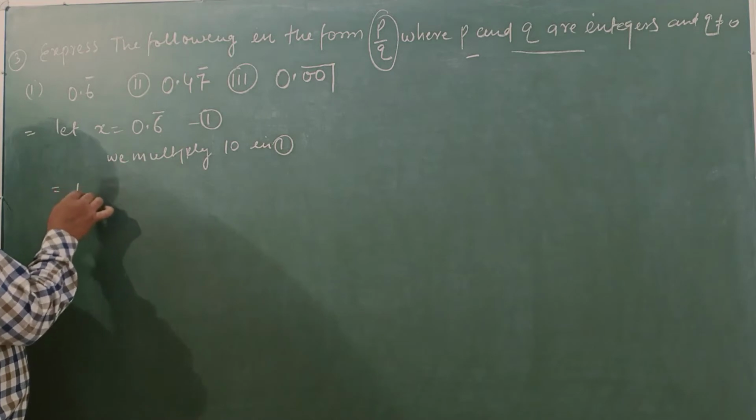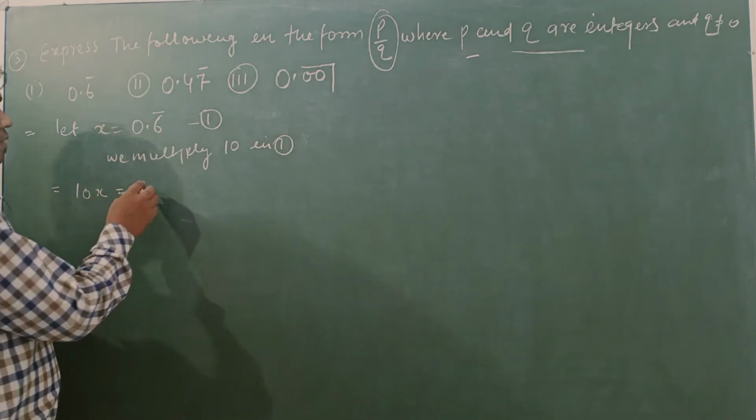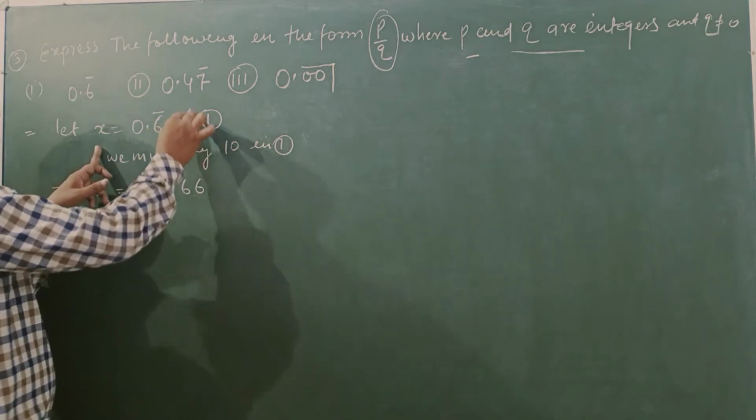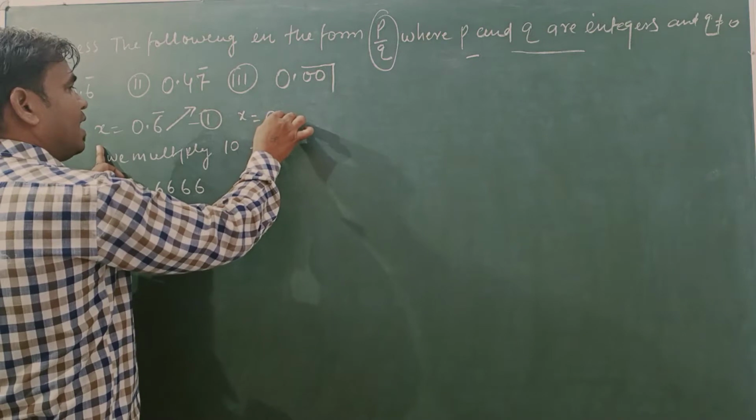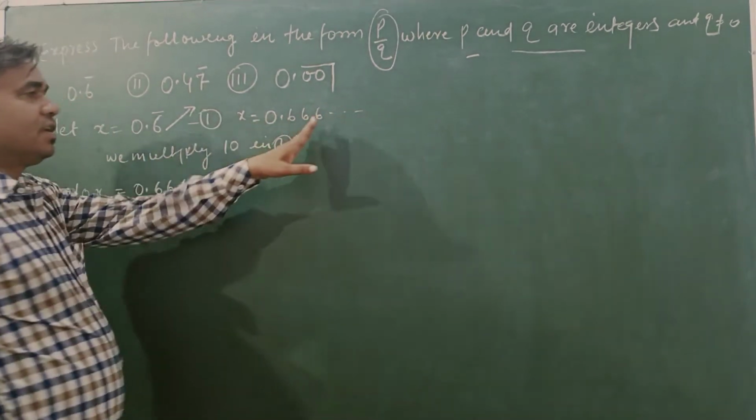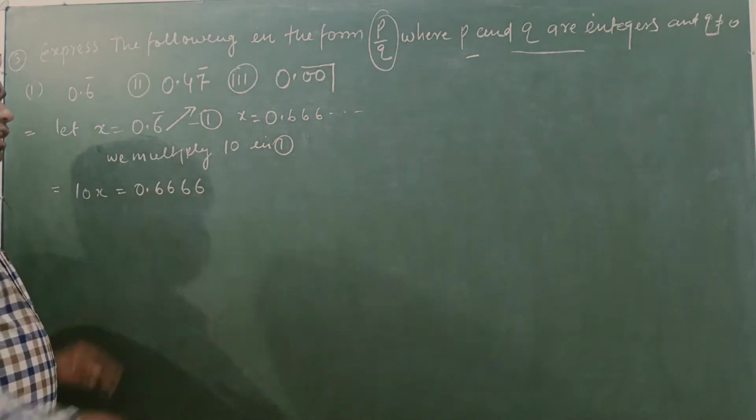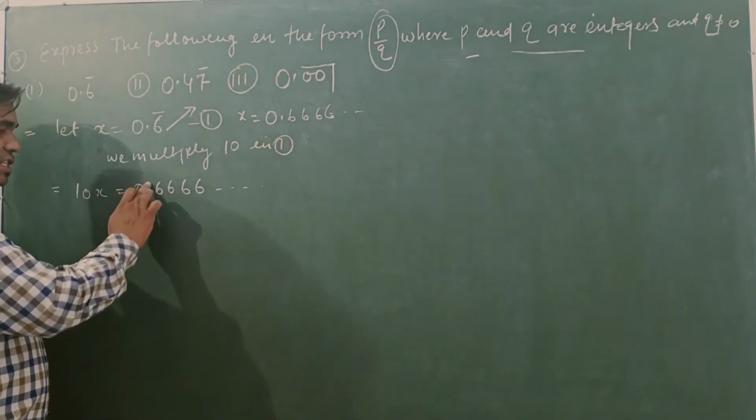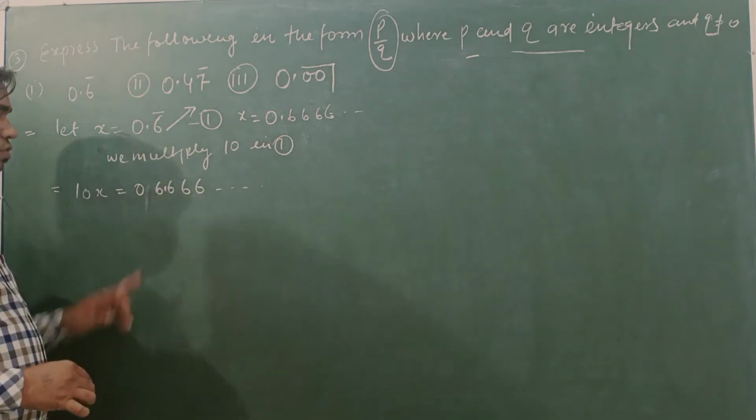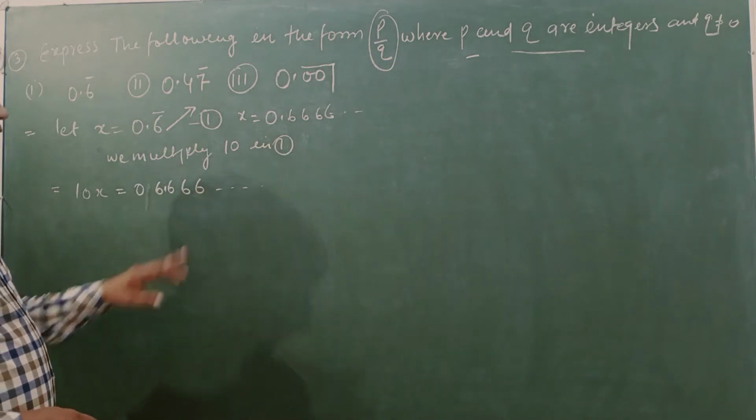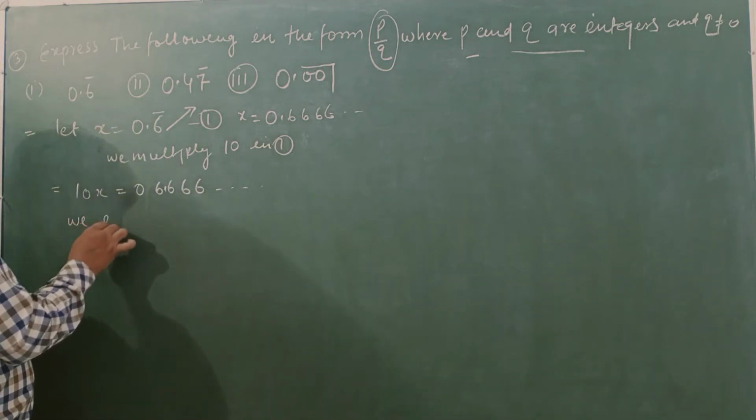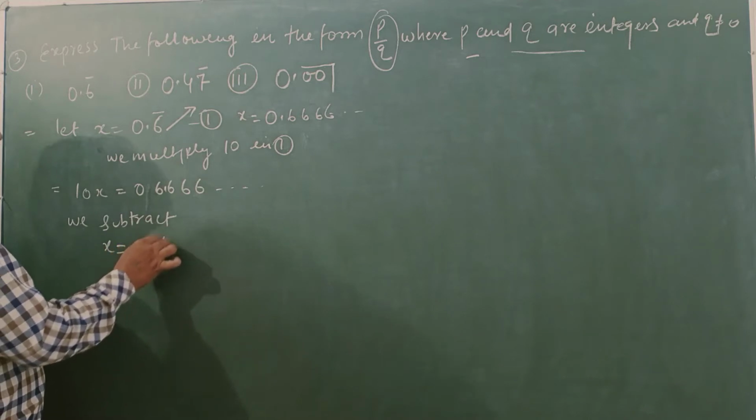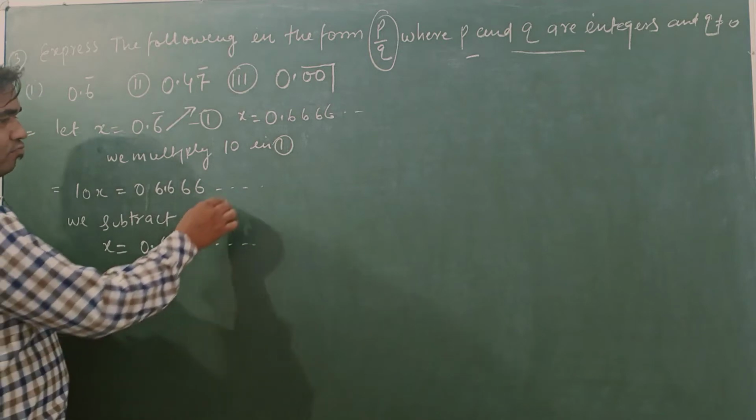So after that multiplication, we get 10x equal to 6.666, because x equals 0.666 with the bar meaning the 6 repeats. After multiplying by 10 the decimal moves, so the value is 6.666, and here we subtract x equal to 0.666.